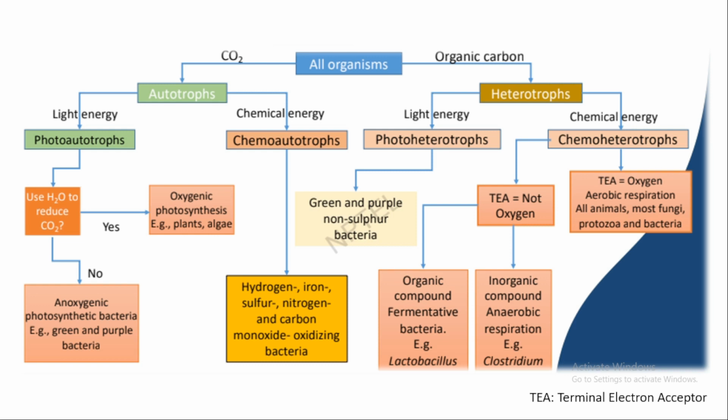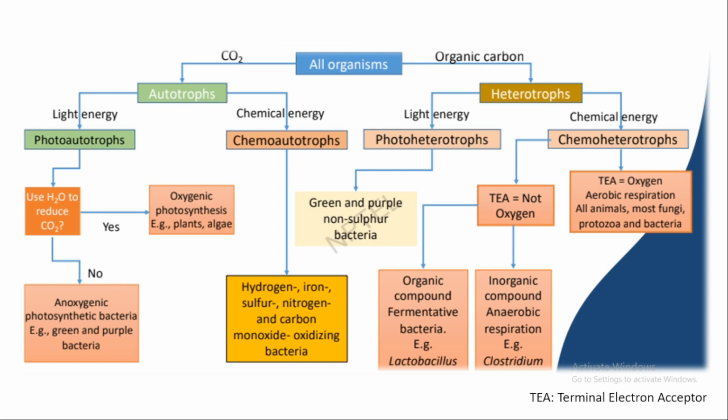They need to feed on other organic sources for their growth, for getting the biomass and energy. Among the chemoheterotrophs, now you have again two categories. This TEA is terminal electron acceptor.